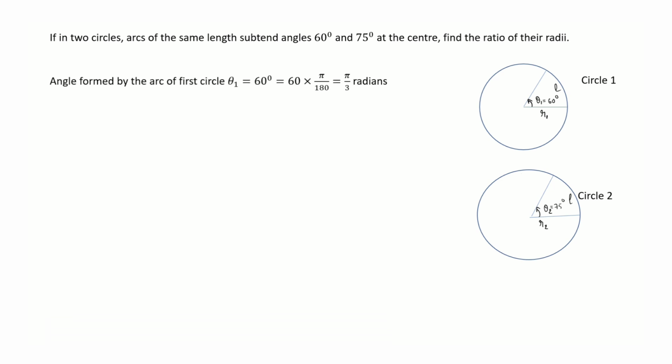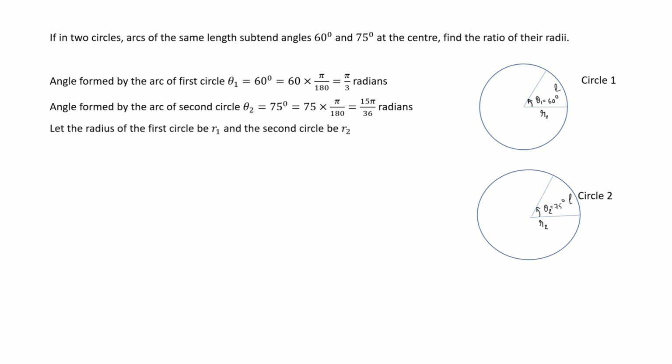Angle formed by the arc of the first circle is 60 degree. Converting that into radians, we get pi by 3 radians. Similarly, angle formed by the second circle is 75 degree. Converting that into radians, we'll get 75 pi by 180. That's equal to 15 pi by 36 radians. Using the relation r is equal to L by theta, we have r1 is equal to L by theta 1 and r2 equal to L by theta 2.